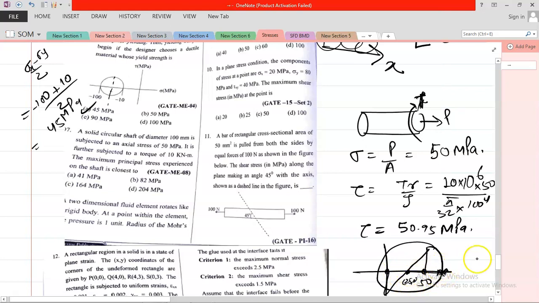And this is your radius, and the radius is the square root of sigma by 2 whole square plus tau square. Because this is half, this is sigma by 2, and this is tau. So the radius is root of sigma by 2 whole square plus tau square. You add that and you get the value of the maximum principal stress, that is 82 megapascal.